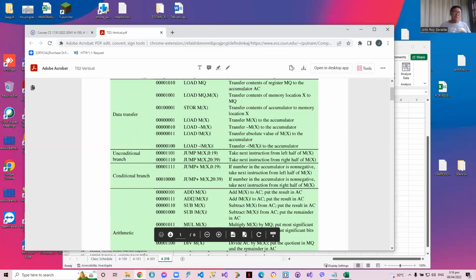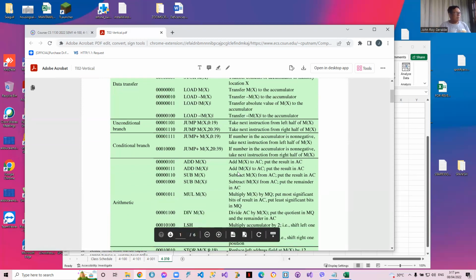Now, there are jump instructions that can alter the sequence of the execution of the program. Since two instructions can fit into one memory word, you have two jump instructions. A jump will transfer control. Jump left, jump MX 0 to 19, means jump to X on the left part, or jump MX 20 to 39, which means jump to X on the right half, the right part. Any questions?